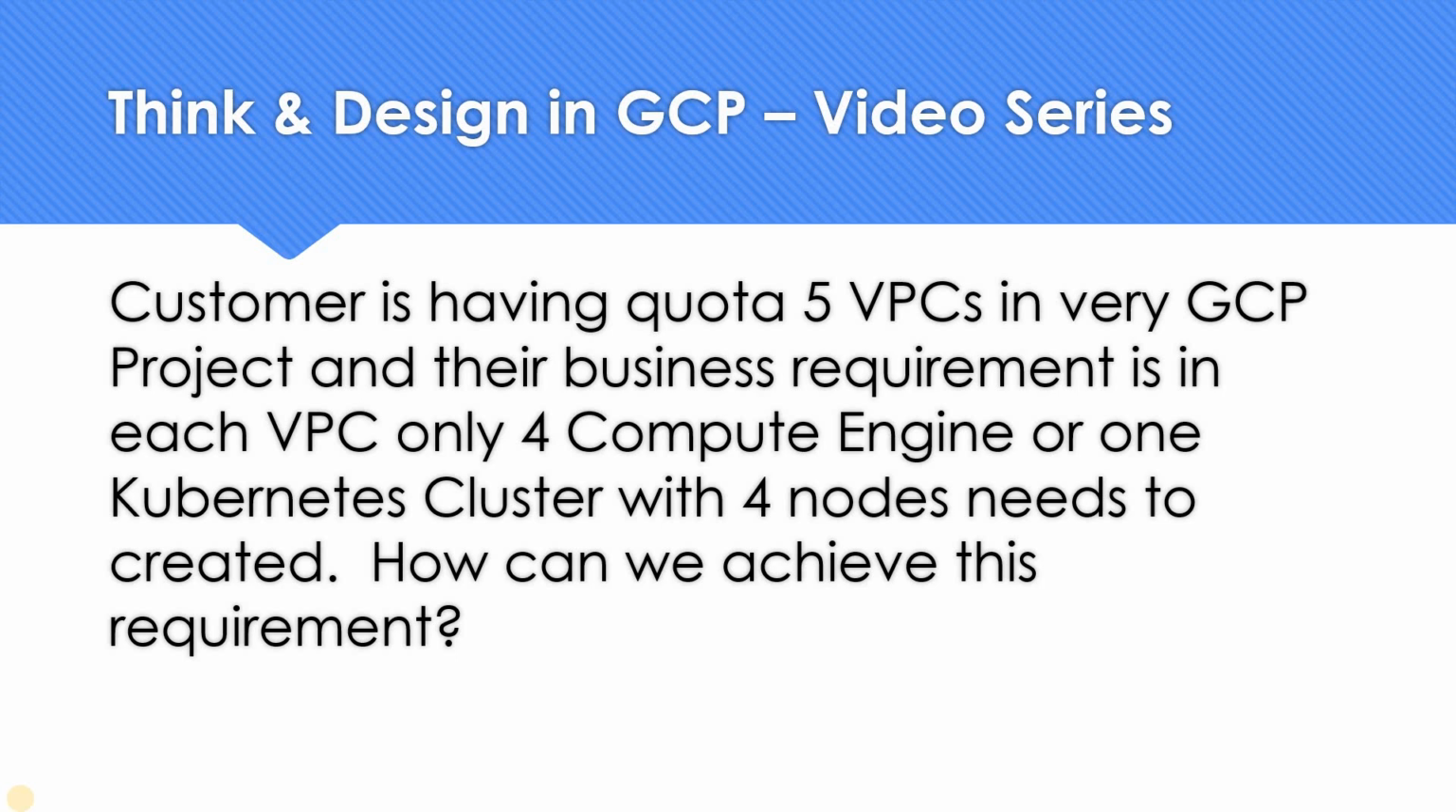So this customer also has the same quota limit, but the customer has a special requirement. The requirement is each VPC should not be able to accommodate more than 4 virtual machines or one Kubernetes cluster which is of more than 4 nodes. It should not be more than a 4 node cluster. That is their requirement. They want to put this restriction. So how do we achieve this?